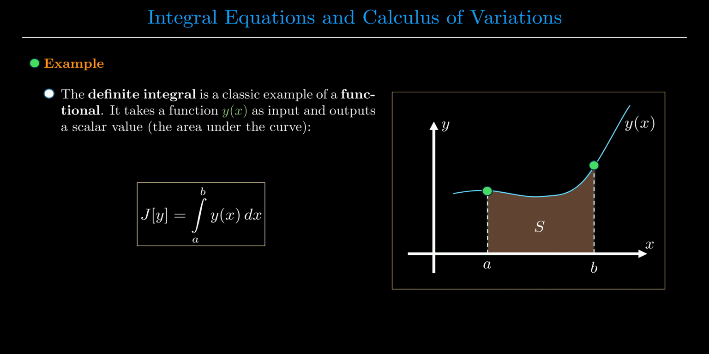A classic example of a functional is the definite integral. It takes an input function y of x and produces a single scalar value. We define it as J of y equals the integral from a to b of y of x dx. Geometrically, this output represents the area under the curve between x equals a and x equals b. So the input is a function, the entire curve, and the output is just one number.